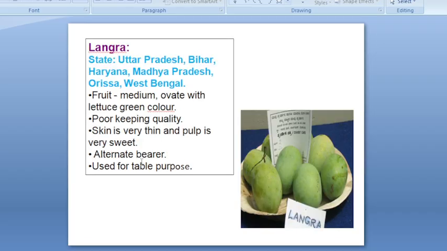Himsagar, this Langra is the one variety. It is famous in North Indian states. Here the fruits will have lettuce green color, and the keeping quality is very poor compared to other varieties.